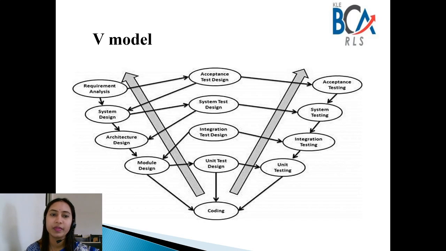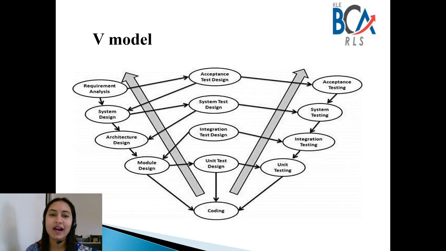This phase involves detailed communication with the customer to understand his expectations and his requirements. Next comes the system design phase. Once you have a clear idea of the product requirements, it is time to design the complete system. The system design involves understanding and detailing the complete hardware and communication setup for the product under development. The system test plan is also developed based on the system design. Doing this at an earlier stage leaves more time for actual test execution in the later stages.